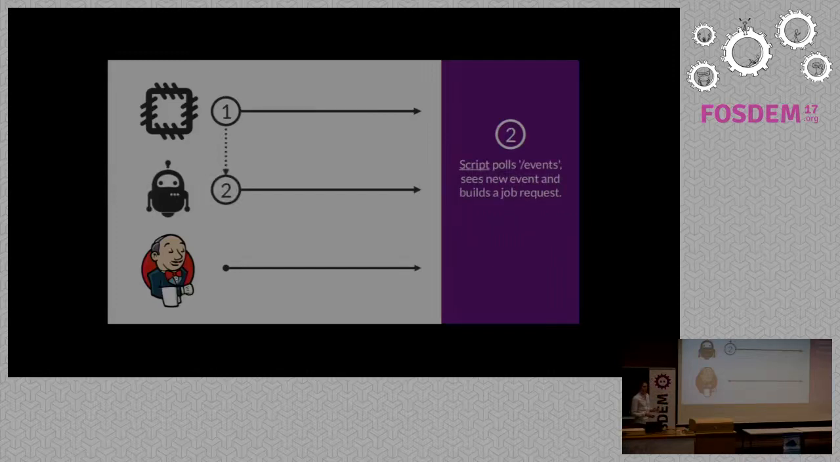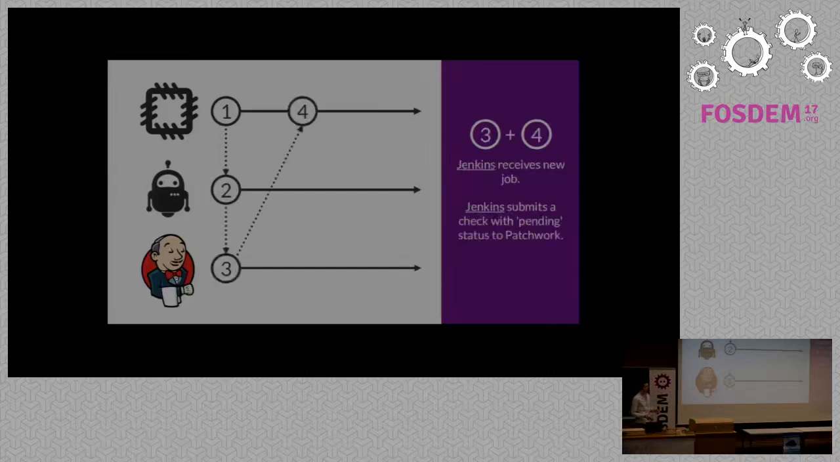Jenkins takes that job request, and there's an important step here. It submits a check back to Patchwork in the pending state, saying that I'm about to kick off a test. The test is in the pending state, which provides users with visibility about whether their CI system is running, and what kind of CI or what kind of tests are actually expected to run against that patch.